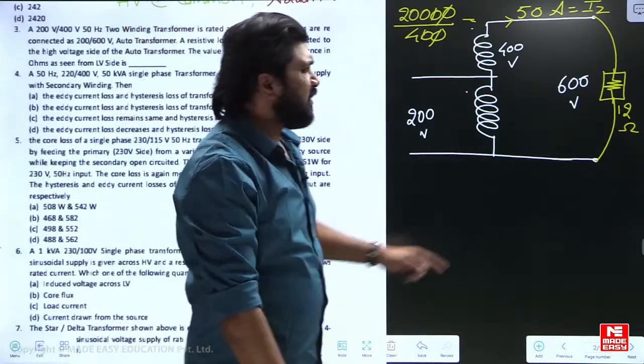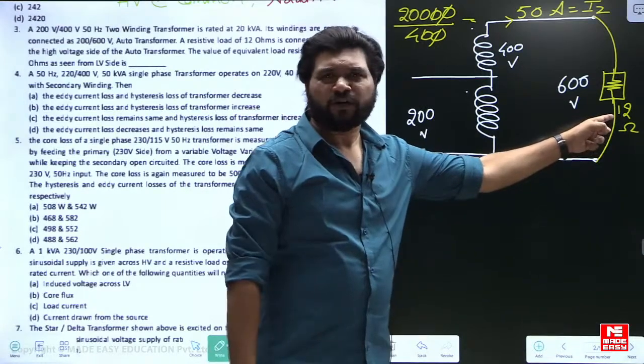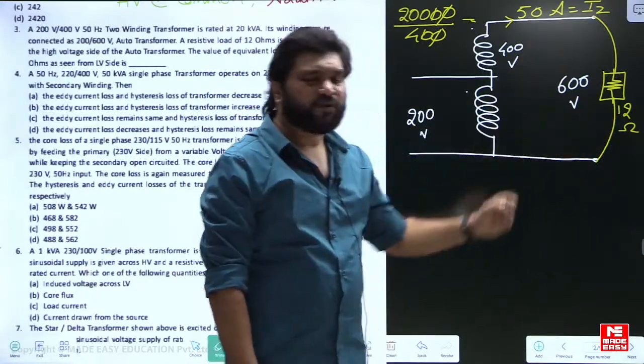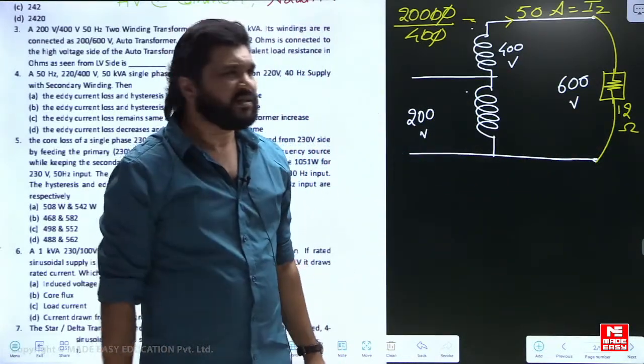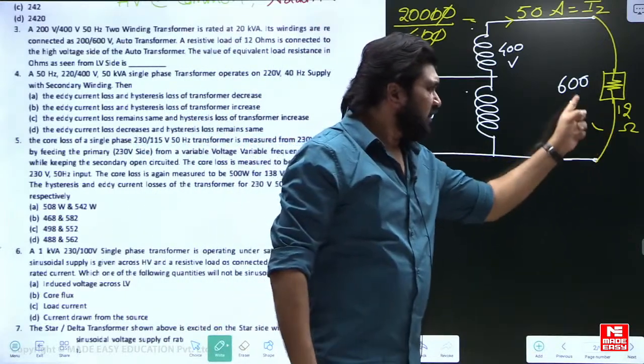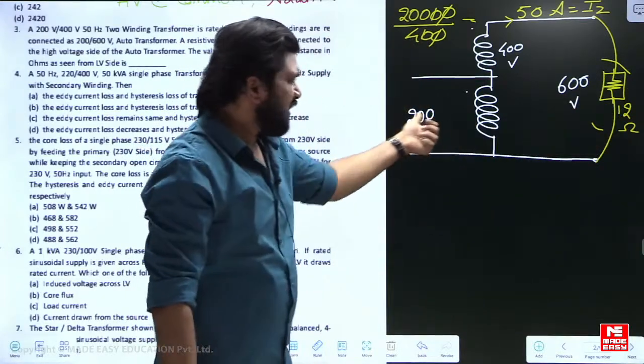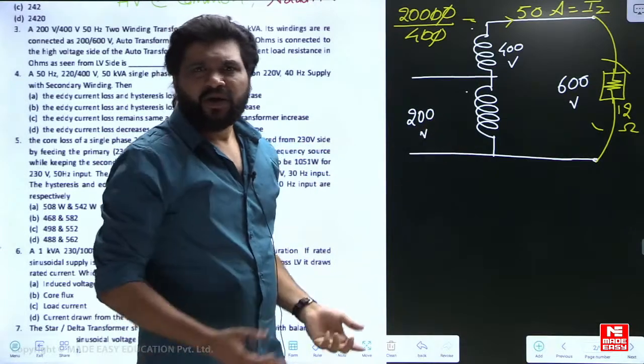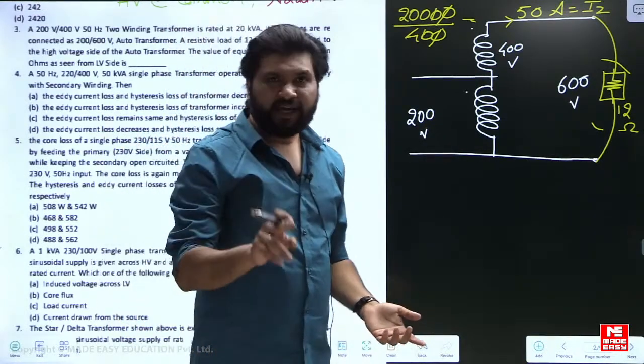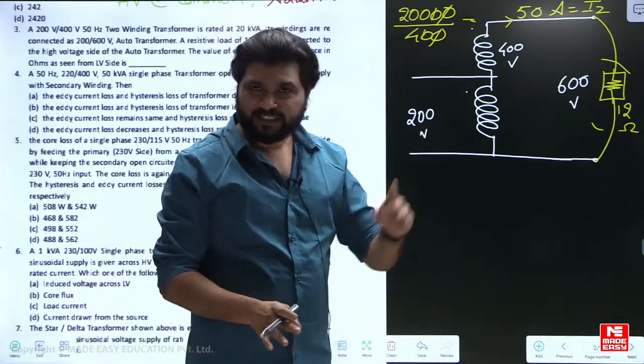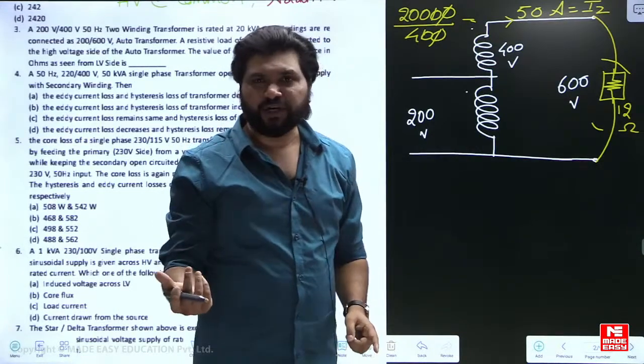This is the question. There is a 12 ohm resistance across the HV side of the autotransformer, and what you are asked is the equivalent resistance seen from the LV side. You can use K, you know K in an autotransformer, you can use the LV by HV concept, and multiply by K square. That's one thing.